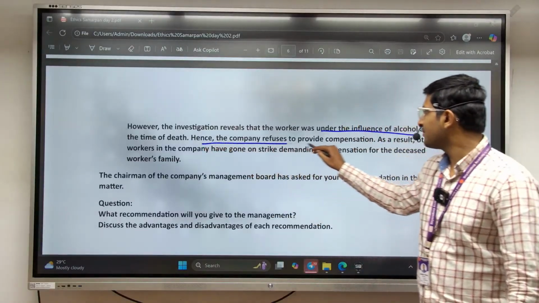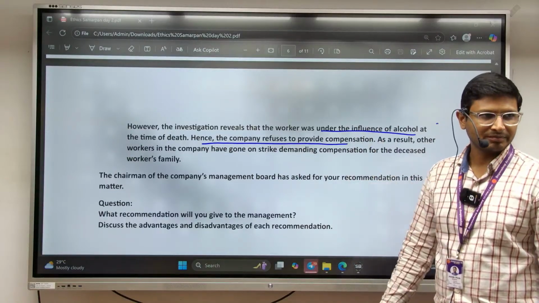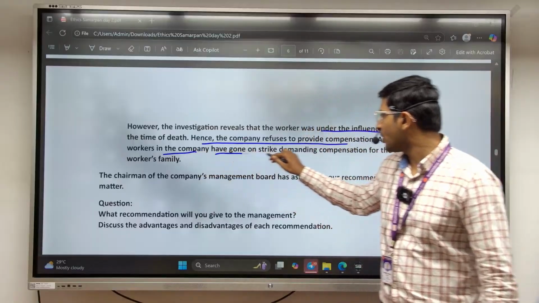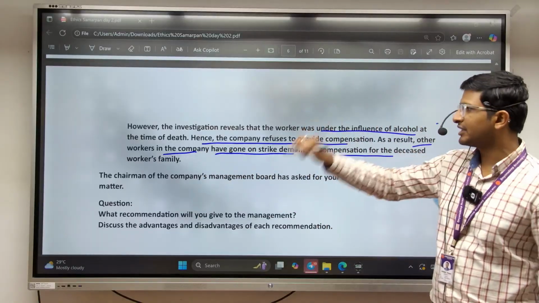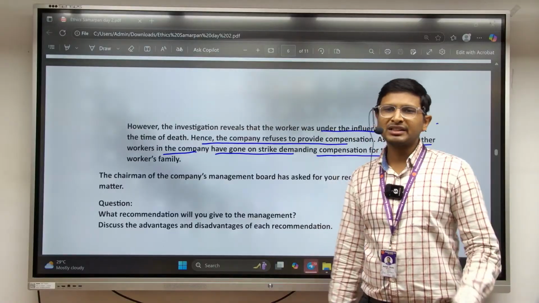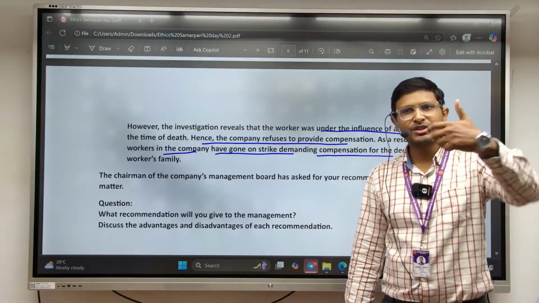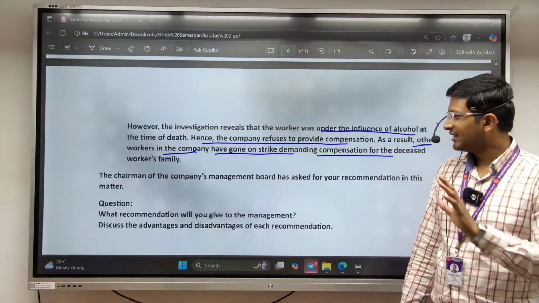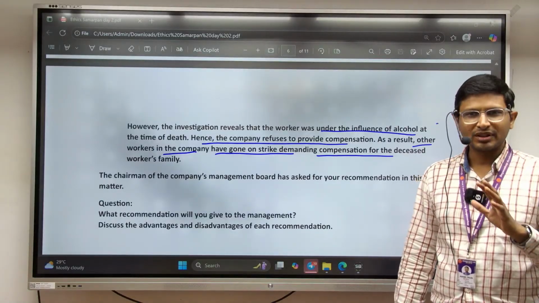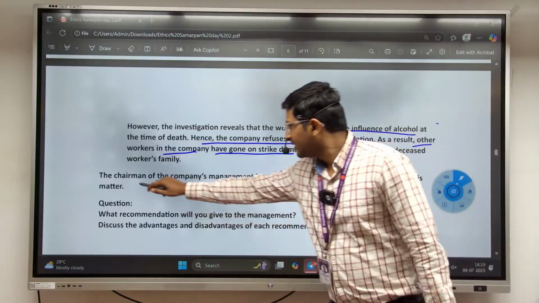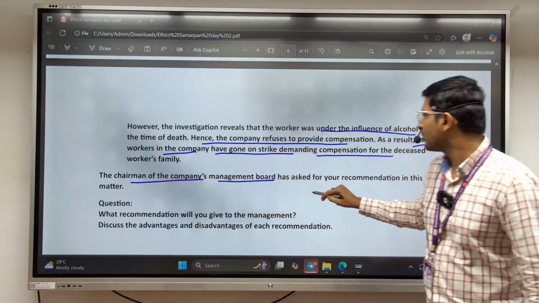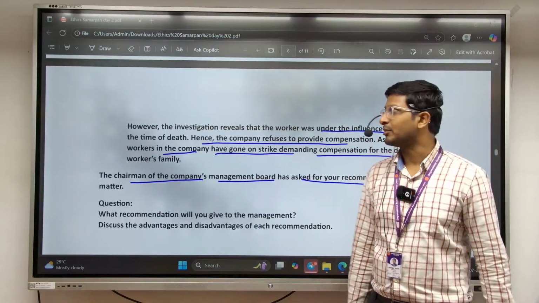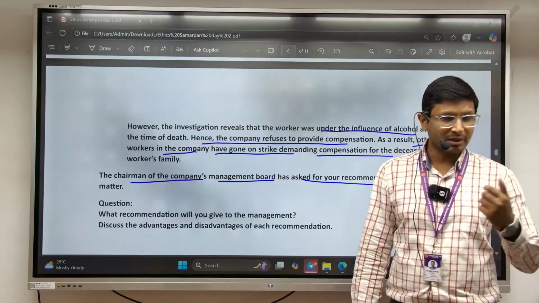Hence the company refuses to provide the compensation. As a result, other workers in the company have gone on strike demanding the compensation for the deceased worker family. अब compensation नहीं दे रहे तो सारे workers अभी strike पे जा रहे हैं कि compensation देना पड़ेगा, right? ऐसी चीजें होती है. Okay, that's a normal thing. Then the chairman of the company's management board has asked your recommendations in this matter. क्या करना चाहिए? Because you are the head of human resource department.